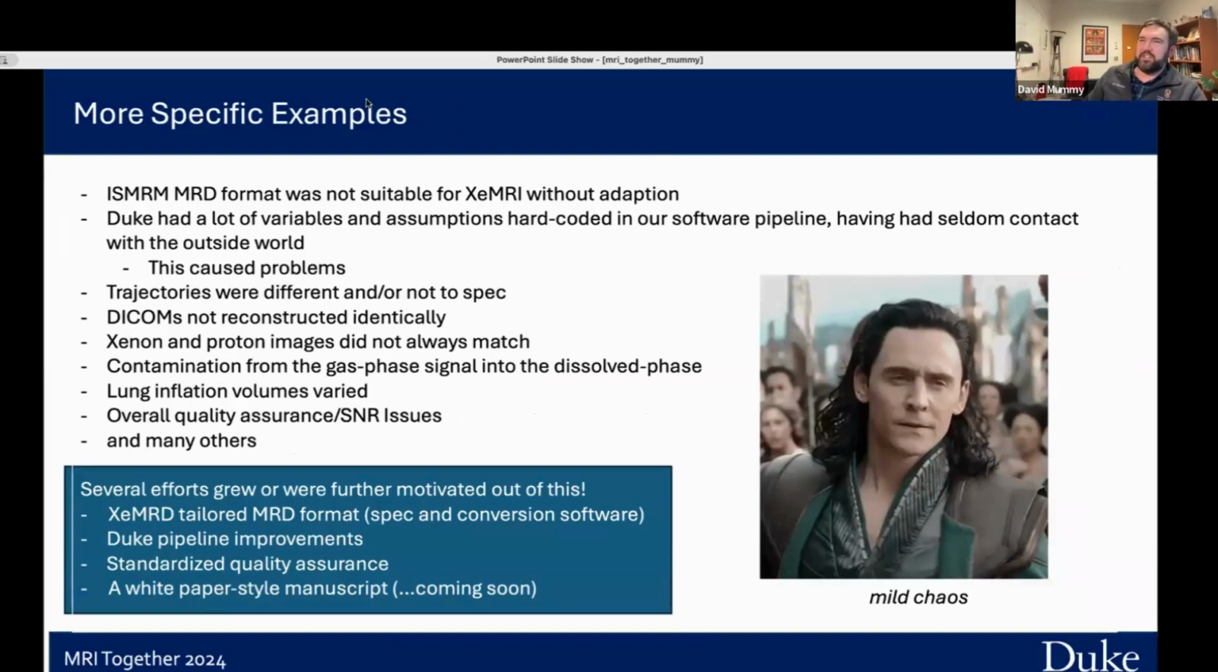And just to kind of distill those pages of notes, we had tried using the famous ISMRM MRD format to exchange data and found there were some areas where we needed to buff it out to be able to use Xenon data. We found that we had an ungodly amount of variables and assumptions baked into our software pipeline that didn't let us just plug and chug data from other sites due to our hubris.